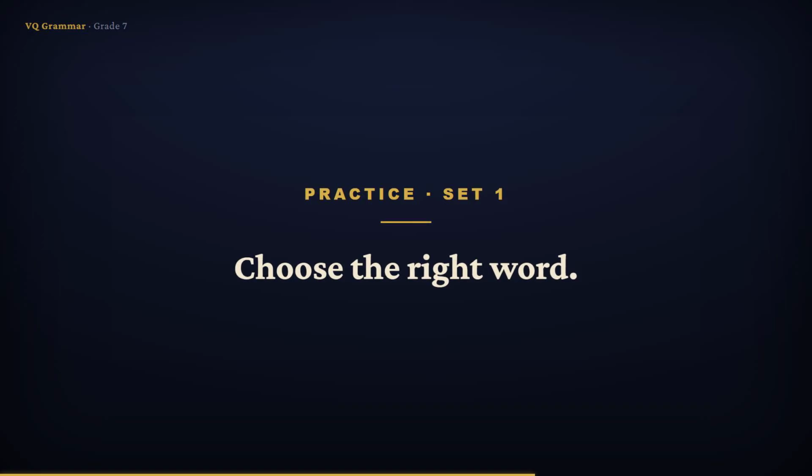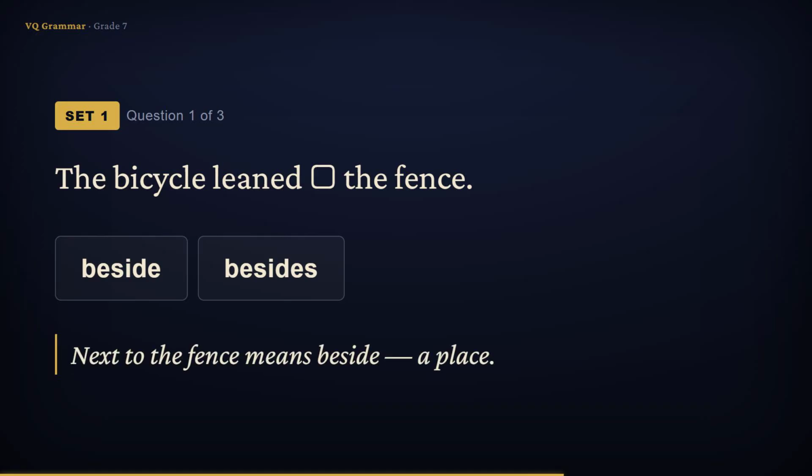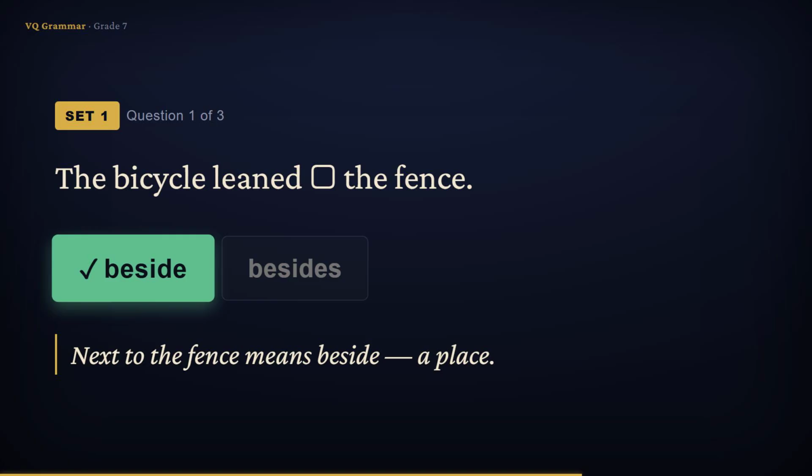Time to practice. In this first set, read each sentence and choose the word that fits the meaning. Pause the video and try each one on your own before I reveal the answer. The bicycle leaned blank the fence. Beside or besides? The sentence tells us where the bicycle is, right next to the fence. A place points to beside, so the answer is beside.